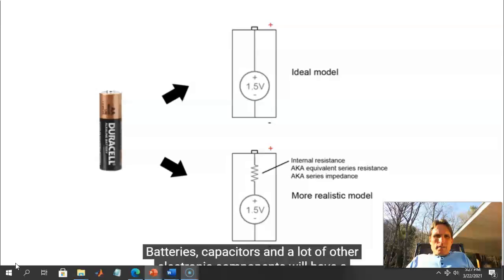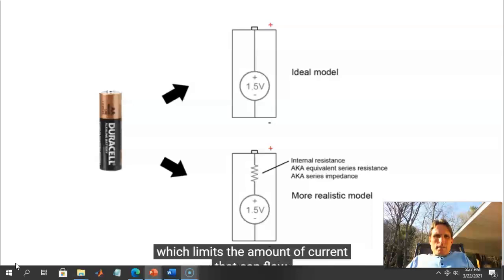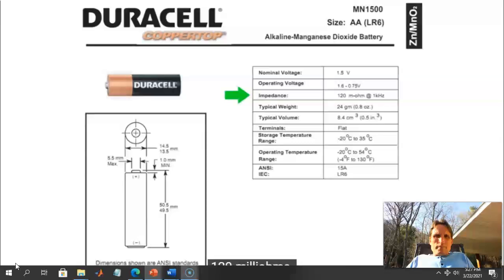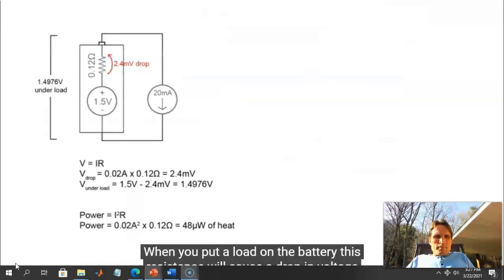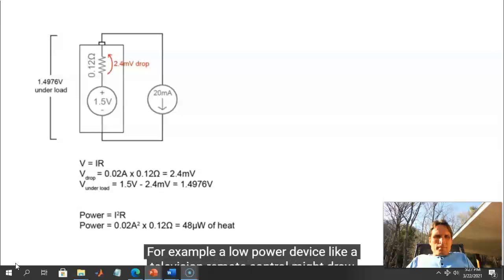Batteries, capacitors, and a lot of other electronic components will have a small internal resistance, which limits the amount of current that can flow. For a typical AA alkaline battery, the equivalent series resistance is 120 milliohms. When you put a load on the battery, this resistance will cause a drop in voltage and it'll generate heat within the battery. For example, a low-power device like a TV remote control might draw 20 milliamps.